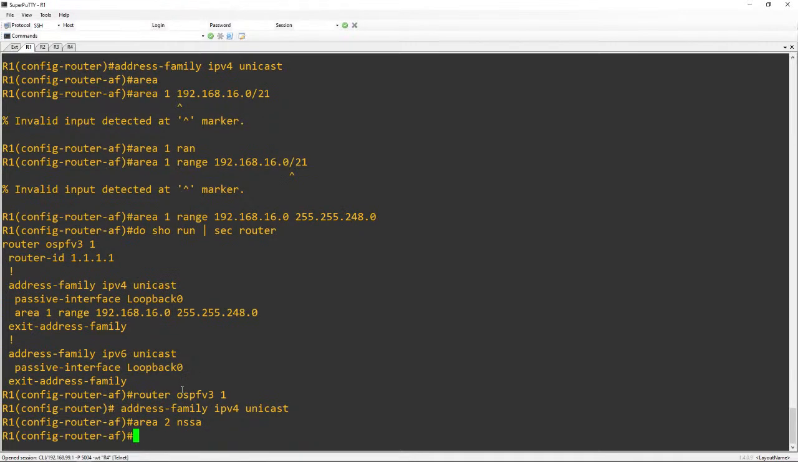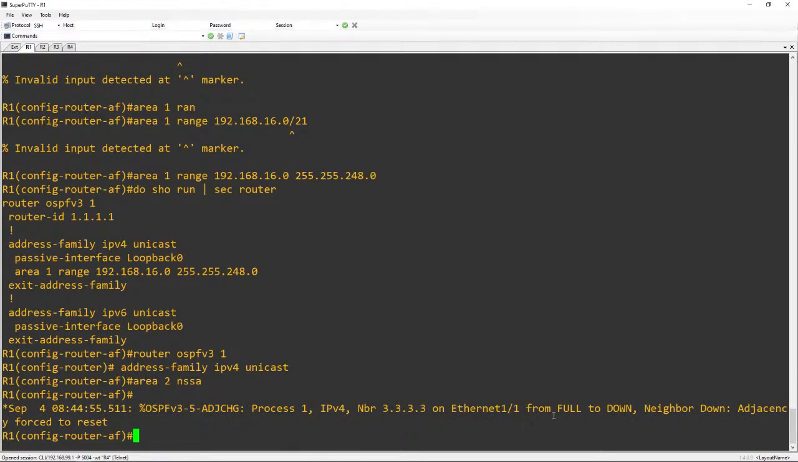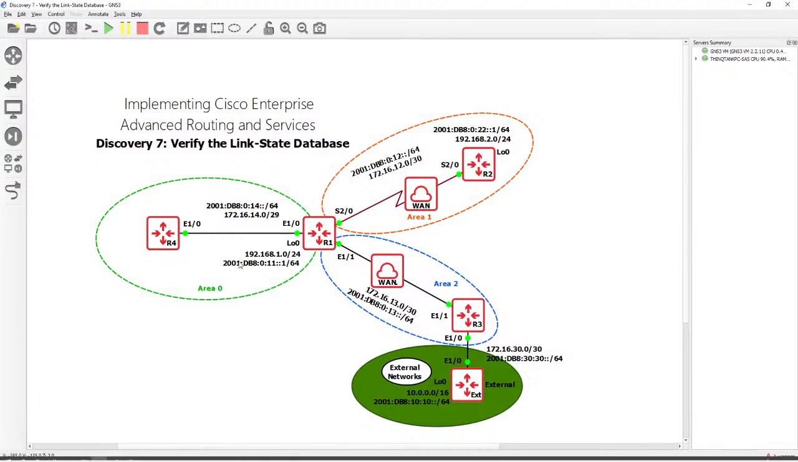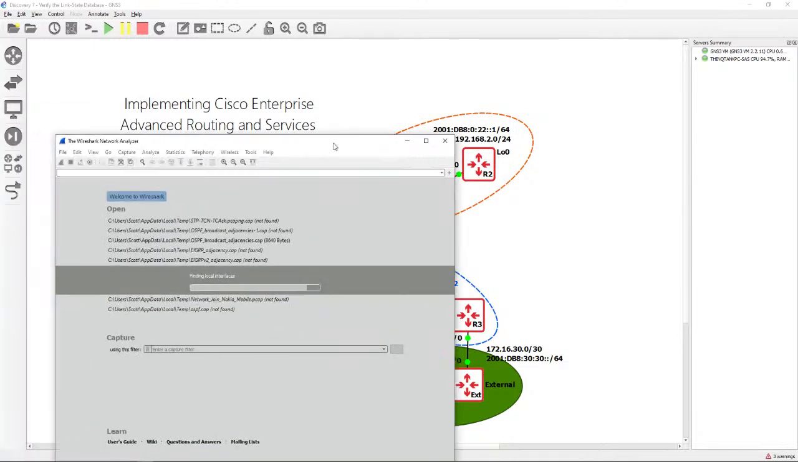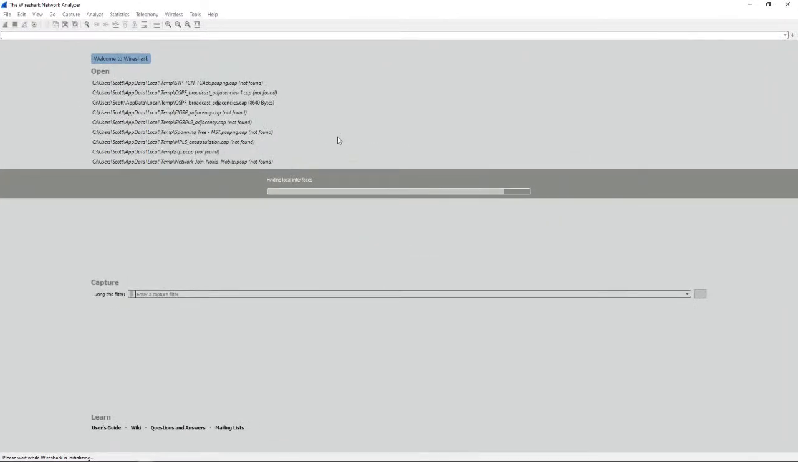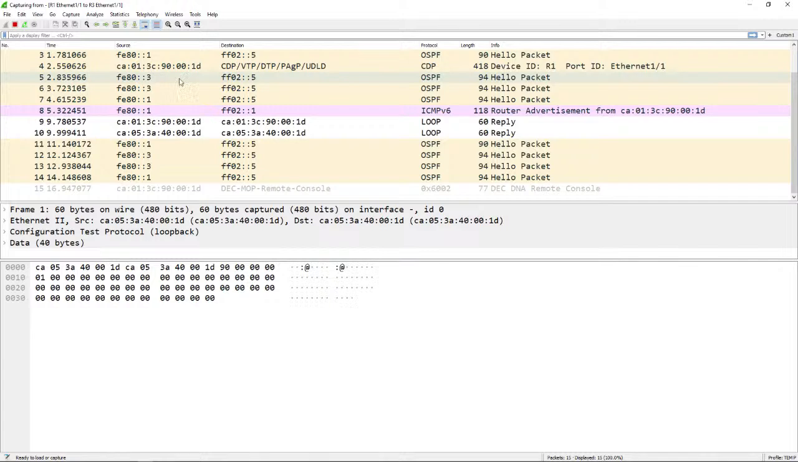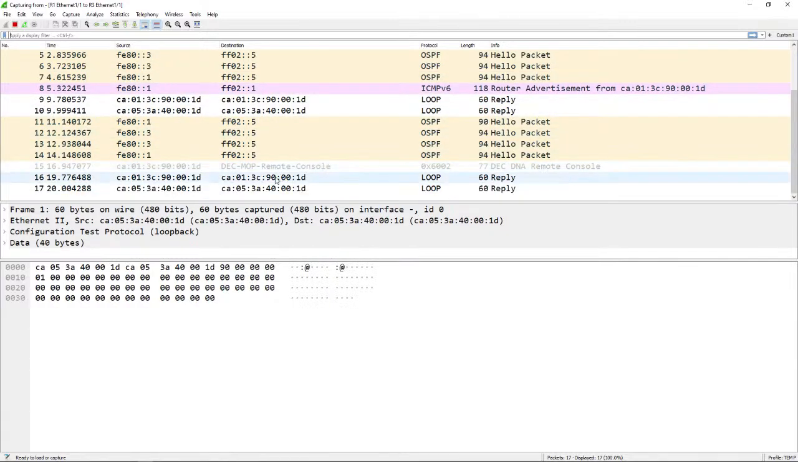So area 2 NSSA, done. It's now a special area type, but I lost my adjacency to router 3 because router 1 is sending that flag in. Let me see if I can capture that for you and show you. Let's do a capture real quick. It's part of the hello packet, right? There's a flag that's sent that describes this as a not so stubby area. All right, and router 3 doesn't have that flag, so it's losing that information.